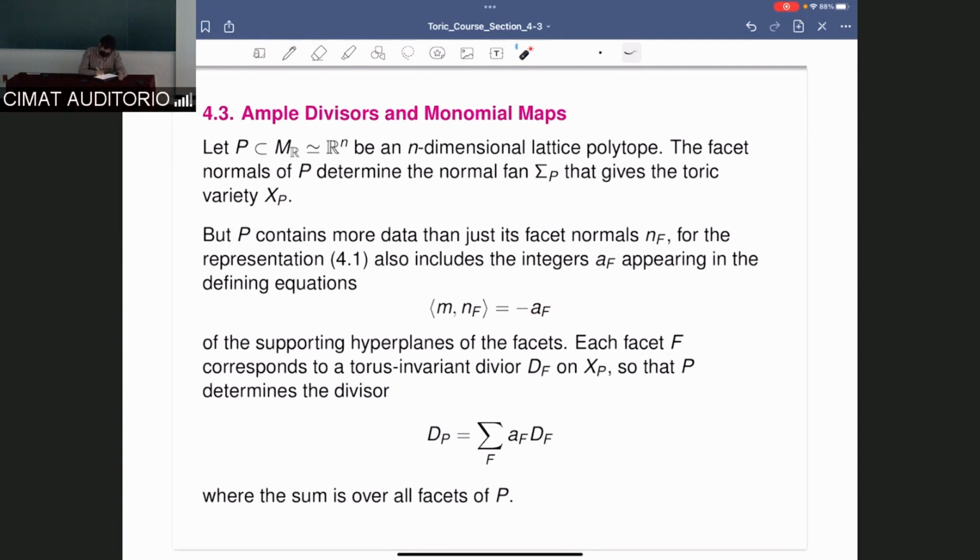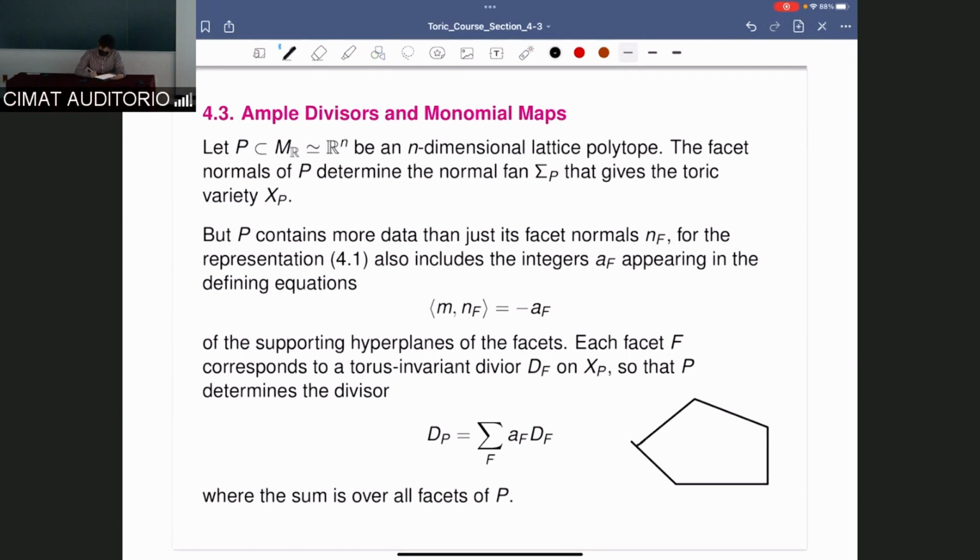So I can take those AFs. Each AF is associated to some facet F, and we said before the facets correspond to irreducible divisors. So I can define this. I can produce a divisor by simply using those AFs as coefficients. So what's going on over there? We'll do a concrete example in a second.